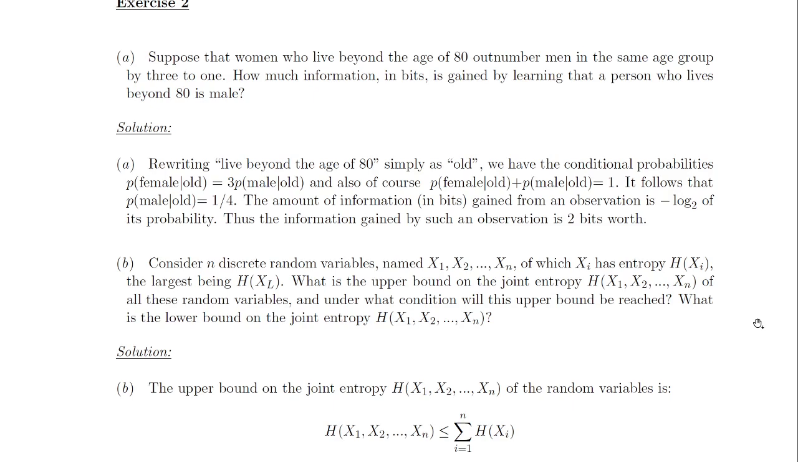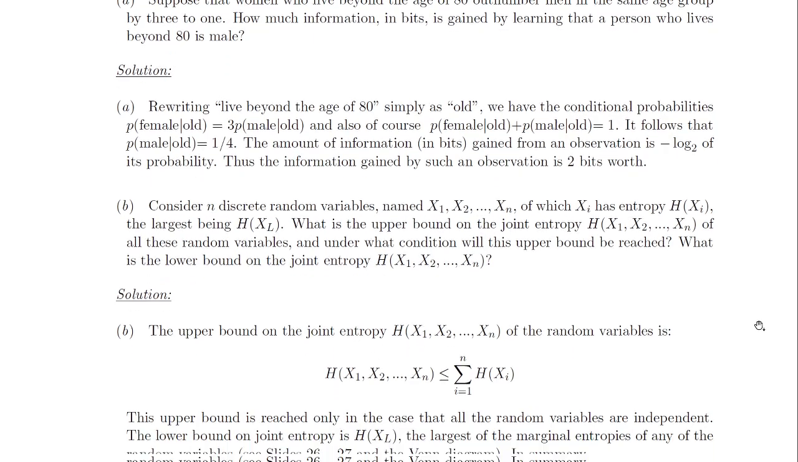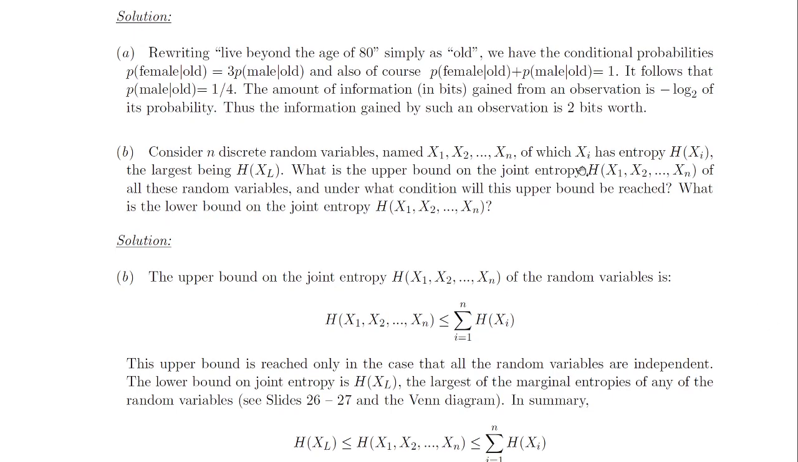Next, you're asked to use the independence bound on entropy. Suppose we have n discrete random variables, x sub 1 up through x sub n, and we have an entropy associated with random variable x sub i. So H of x sub i is the entropy of that particular random variable. And one of them is known to be the largest: that's x sub L for largest, and it has a known entropy, the one that's largest among all these random variables. What then is the upper bound on the joint entropy of all these random variables? And under what condition will that upper bound be reached? And also, what's the lower bound on the entropy?